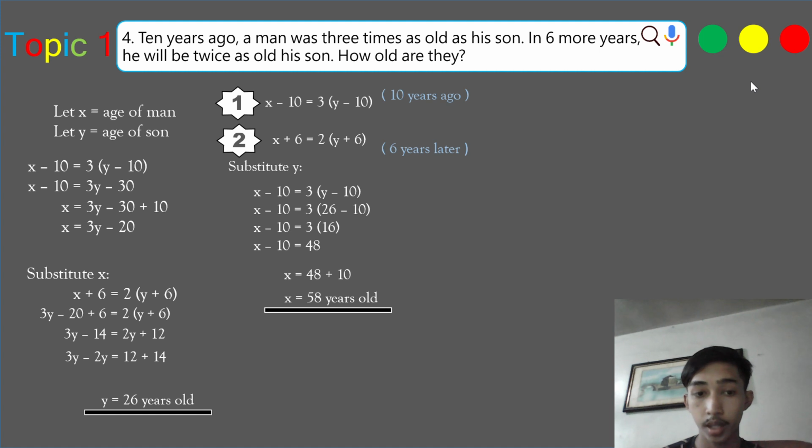So this will be the initial value of our x. So substitute x into equation number 2. So x plus 6 is equal to 2 times (y plus 6), and the x will be 3y minus 20, plus 6 is equal to 2 times (y plus 6).